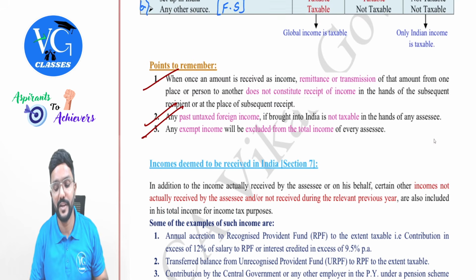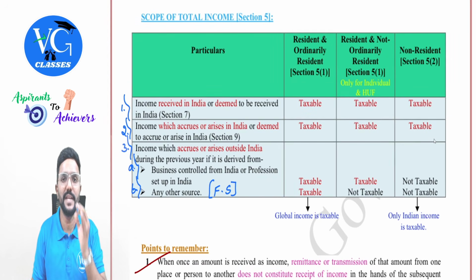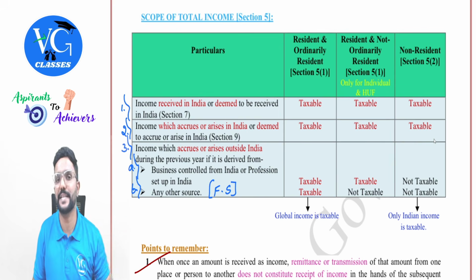So when you are asked to calculate the total income or gross total income of an assessee, if there is any income earned by the assessee or a person which is exempt under Income Tax Act, please exclude it, guys. If it is fully exempt, completely exclude it. Don't include it in the total income calculation.